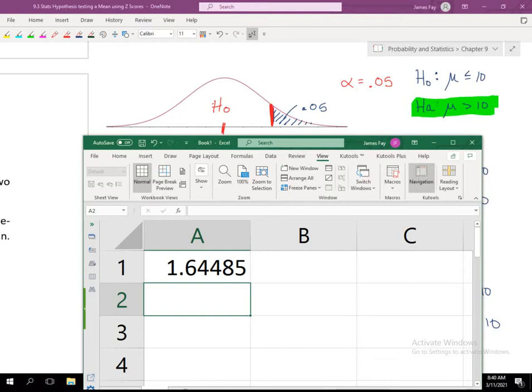So that right there would be a z value of 1.64. Anything to the right, so that right there is 1.64. So any z-score that we get from our data that would be to the right of that would be a value that would fall in the critical region. So that would lead to us rejecting the null hypothesis.